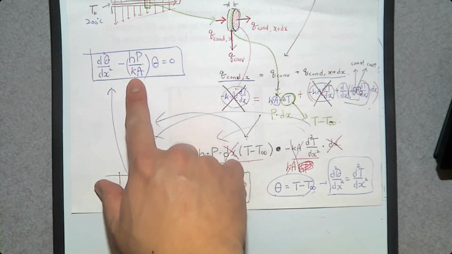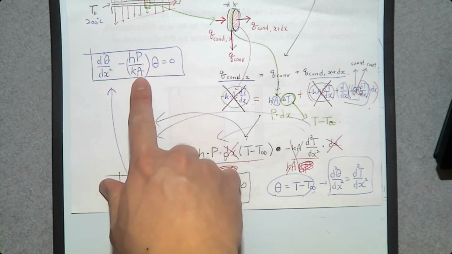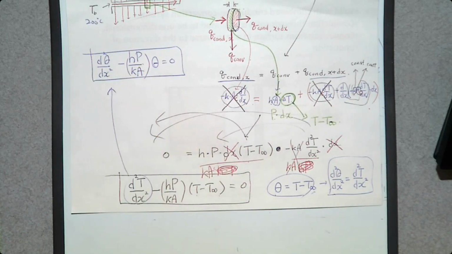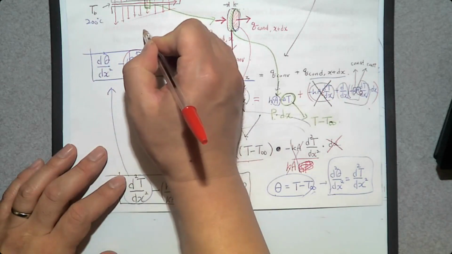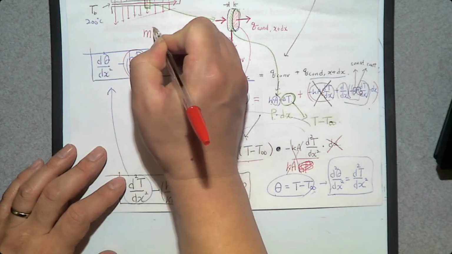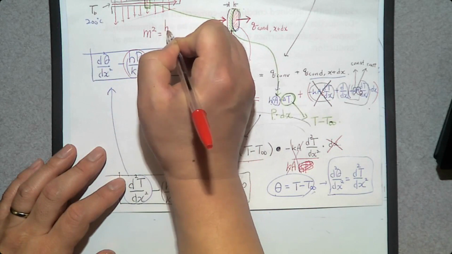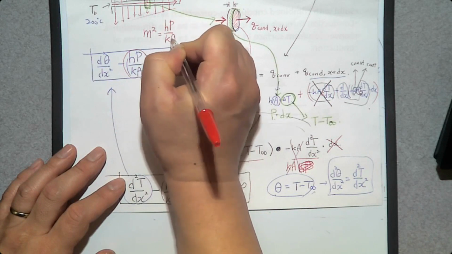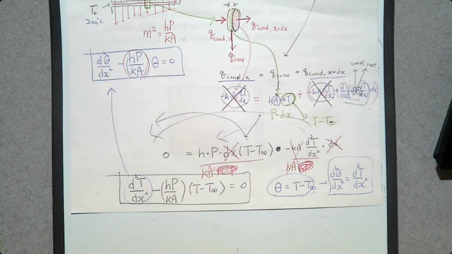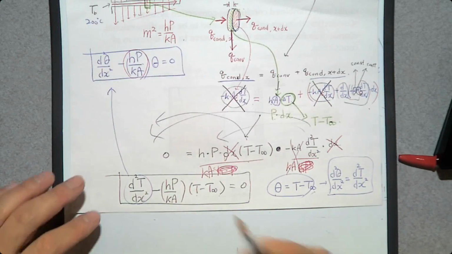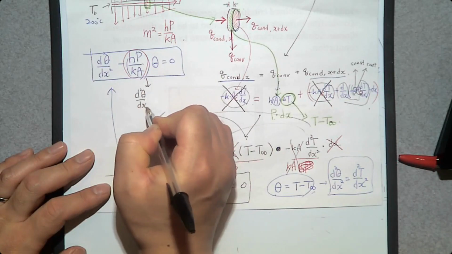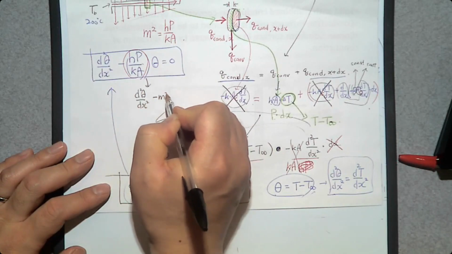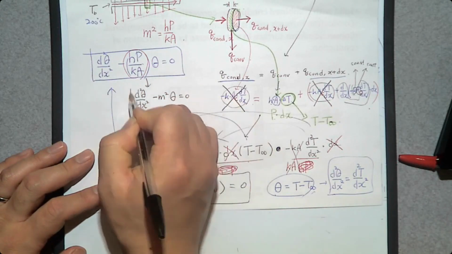Then this hP over kA looks too complicated, so I'm going to replace it. I'm going to say m squared is hP over kA. Then that equation becomes d squared theta over dx squared minus m squared theta is going to be 0.